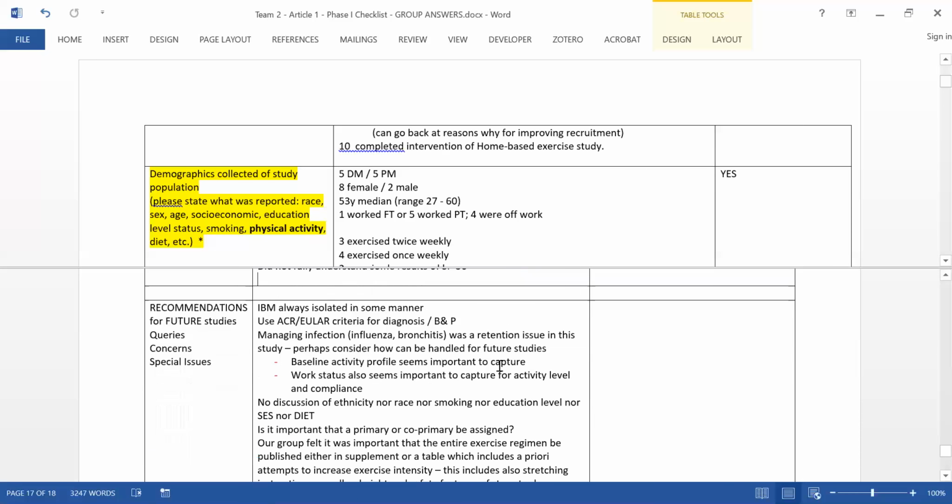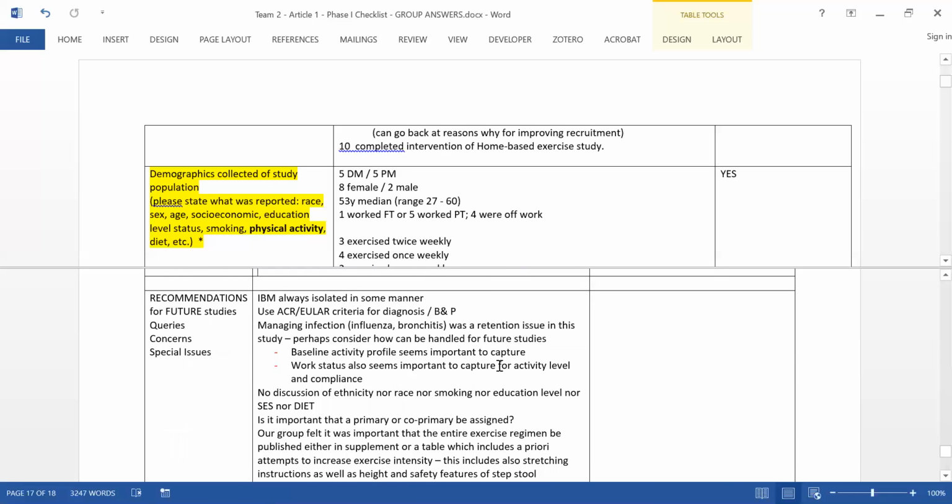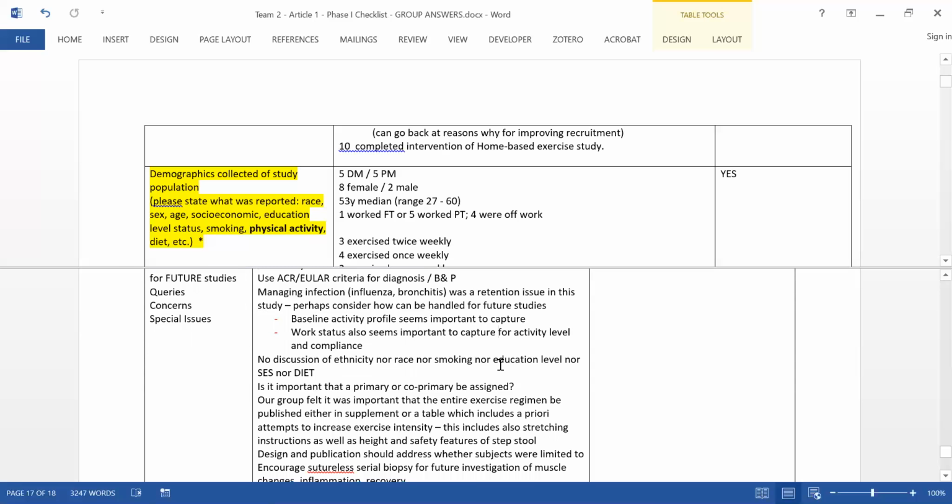We did have further information to request from the authors. There was some information that we felt was important to bring forward. We felt IBM was always important to address in some manner. I think now we would use the ICER criteria for diagnosis as well. One of the things that we noticed is that 3 people dropped out because of infection, influenza, and bronchitis. That was a large number of the patients. Three patients is a large number. So thinking ahead, how could this be handled in future studies to prevent dropout?